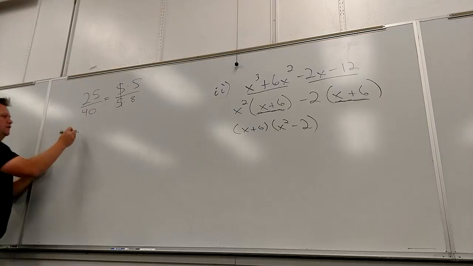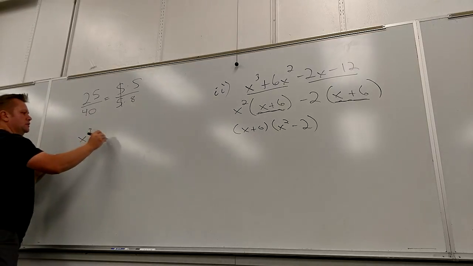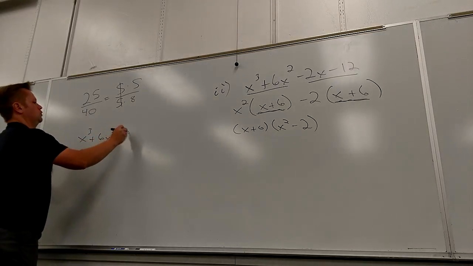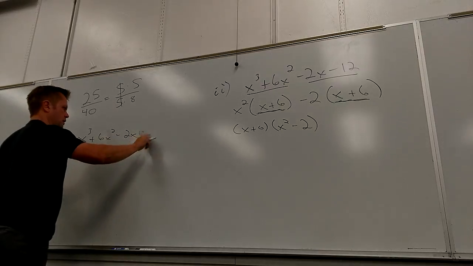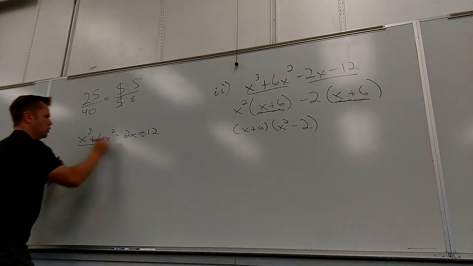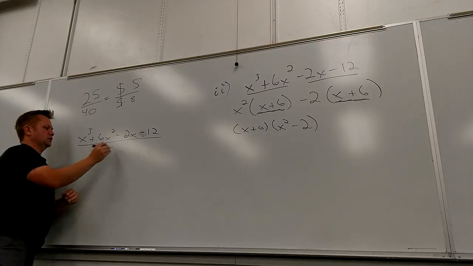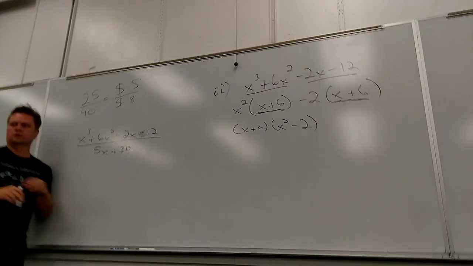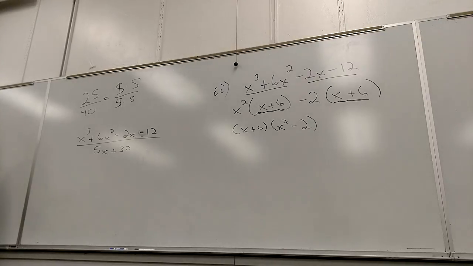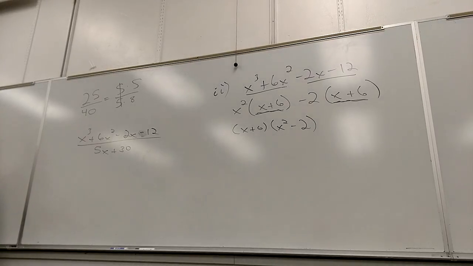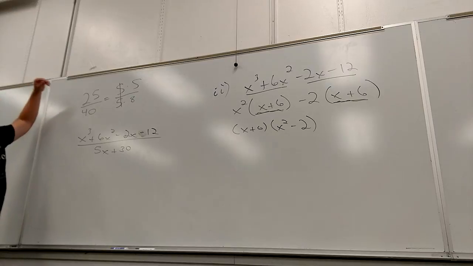Here's my point. What if I had this? X cubed plus 6x squared minus 2x minus 12, over, what you got, Jeff? 5x plus 30. Now just go with me for a second. You guys semi with me right now? All right, now watch.